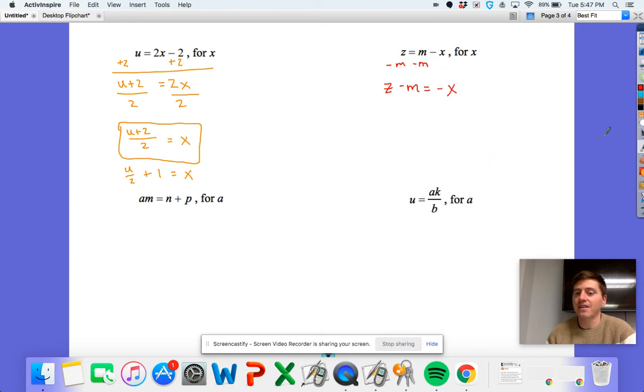Negative x. So we do have one more step here, which is to divide by -1 on both sides, because when we're solving for a variable, we always want it to be positive. So this negative x is unacceptable. We can divide by its coefficient, which is technically -1. What's that going to do? It's going to flip the signs of all these. Negative z plus m is the same as m minus z, if you'd like to do that.